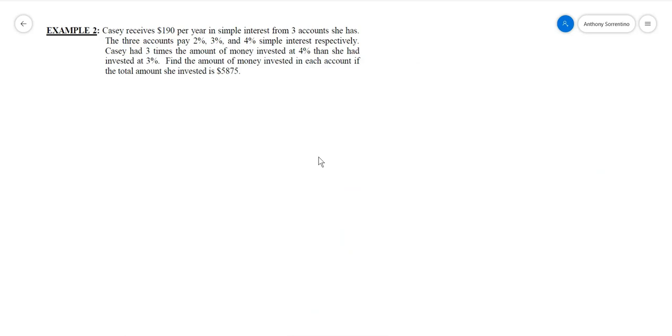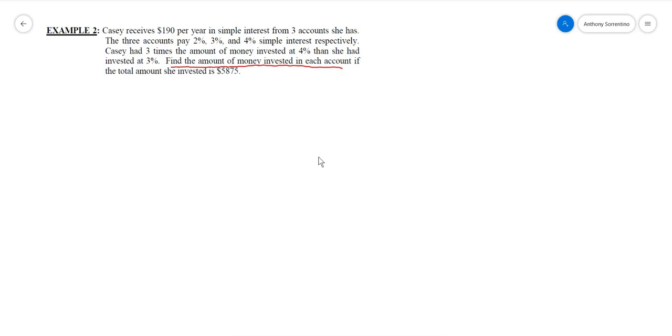Casey receives $190 per year in simple interest from 3 accounts she has. So we're not going with exponential or compounded interest, we're just doing simple interest. The 3 accounts pay 2%, 3%, and 4% simple interest respectively. Casey had 3 times the amount of money invested at 4% than she invested at 3%. Find the amount of money invested in each account if the total amount she invested is $5,875.